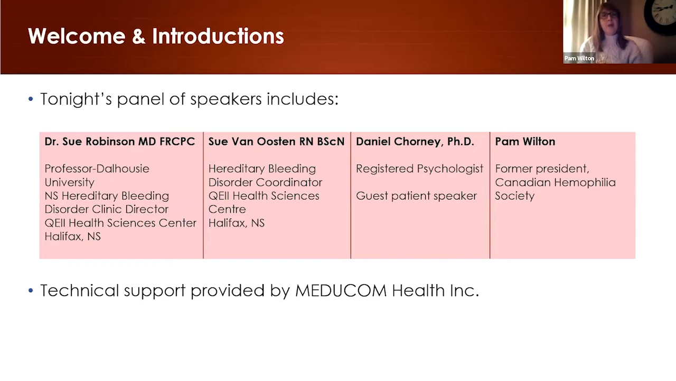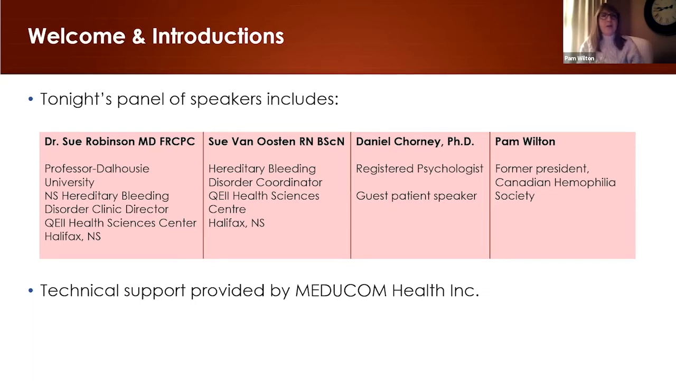So it's really my pleasure to introduce the panel to you tonight. And I'm actually just subbing in tonight for your facilitator who had a conflict. So you're stuck with me, and as you all know me, I'm not very technical at all. So I'm going to do my very best, but probably many of you would know me. I'm Pam Wilton. I'm from London, Ontario. I was the president a long, long time ago of CHS. And I am a woman who is a symptomatic carrier.